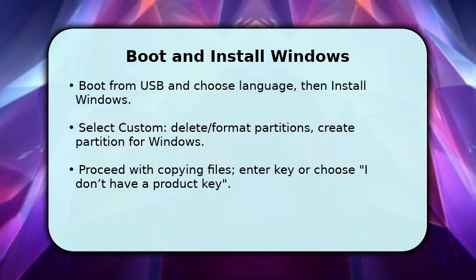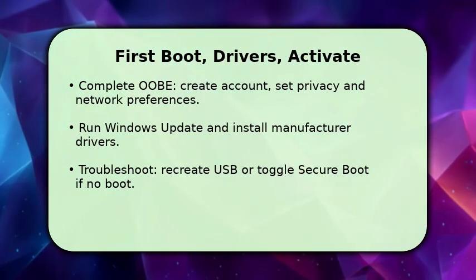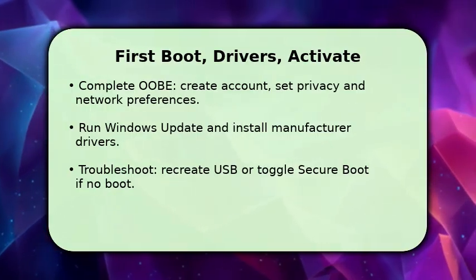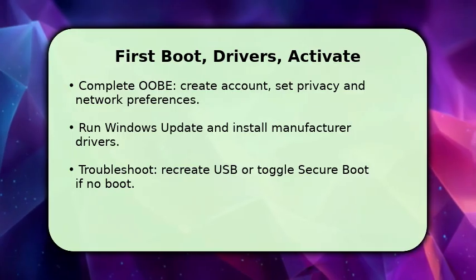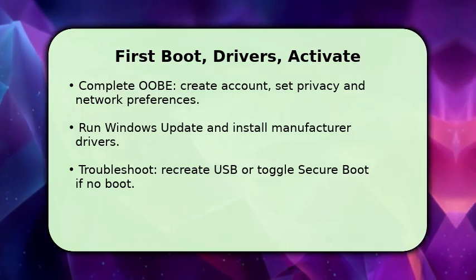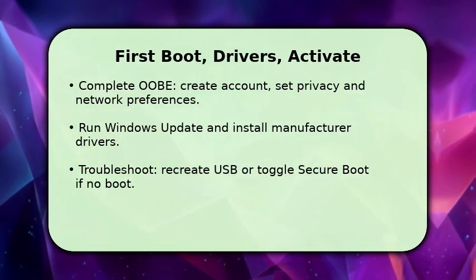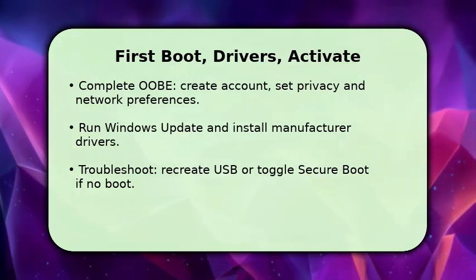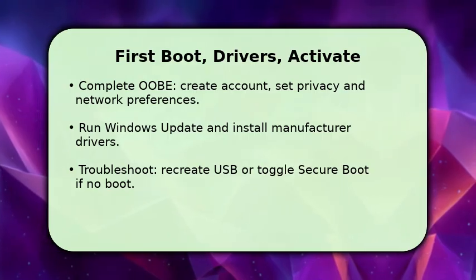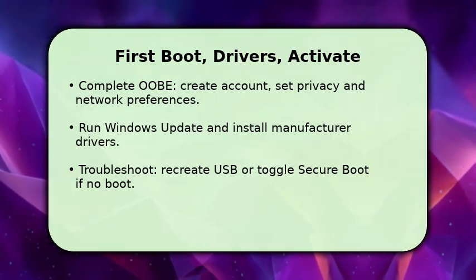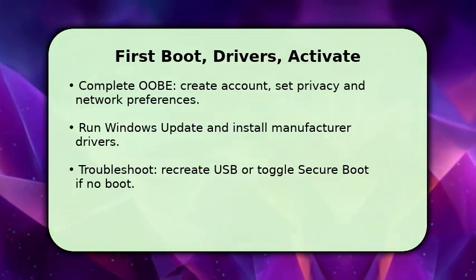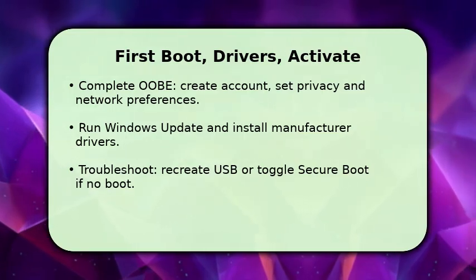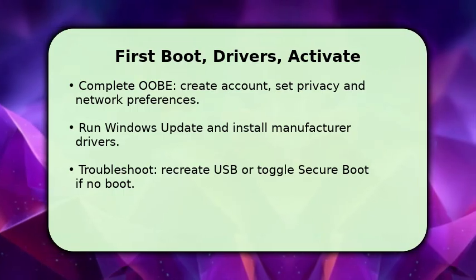You complete the out-of-box experience. Create or sign into your account, set region and privacy choices, and connect to the network so Windows Update can fetch drivers. Once at the desktop, run Windows Update, then install chipset, graphics, and network drivers from the laptop maker. Make sure Windows activates. If it does not, check your digital license or product key. If the laptop won't boot from your USB earlier, recreate the media and verify UEFI/legacy and secure boot settings.